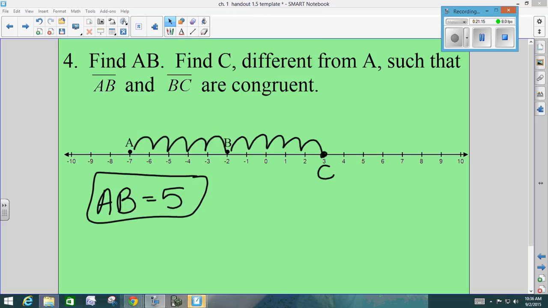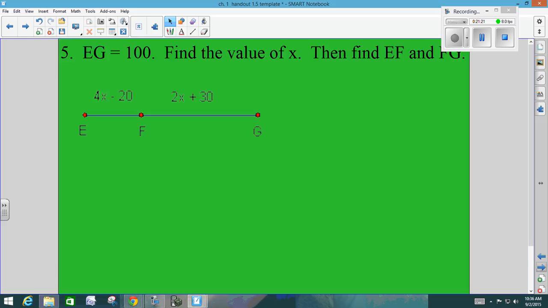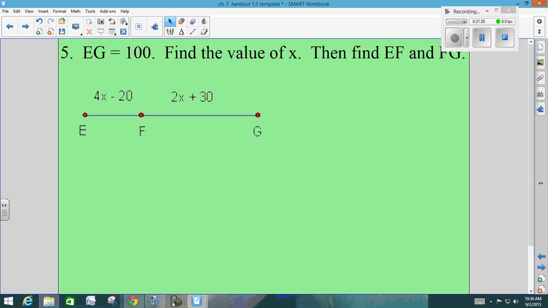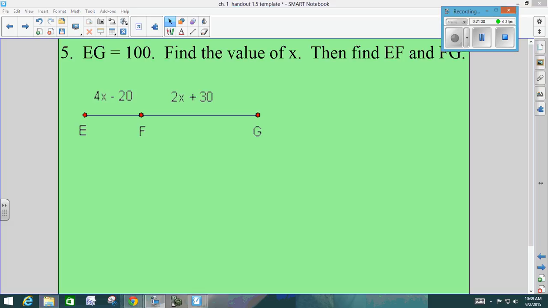Now AB is congruent to BC because they both have a length of 5. Cool. Number 5. EG equals 100. Find the value of X, then find EF and FG. So the whole segment has a length of 100.